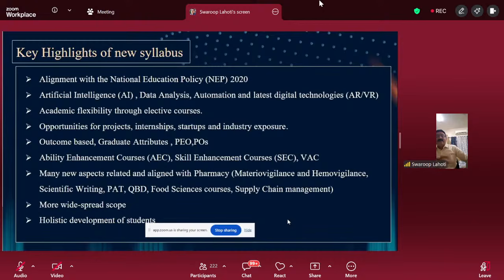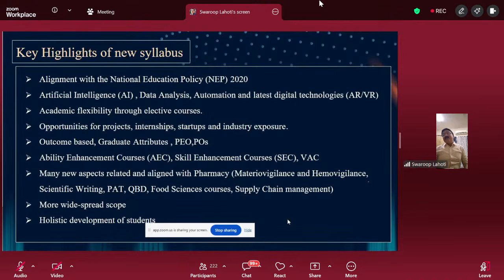Materiovigilance is a course which deals with medical devices and the safety of medical devices. Hemovigilance deals with blood products, the safety of blood products and blood transfusion. Along with that, scientific writing, which up till now was considered only a part of M Pharmacy, is now also introduced into B Pharmacy. Along with that, PAT, process analytical technology, which is continuously used in industry, and QbD are also included.